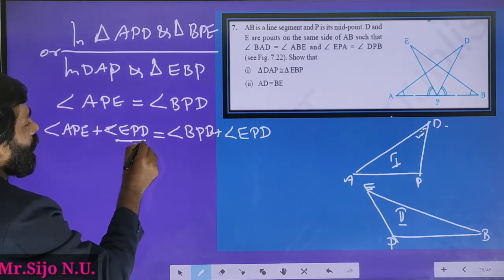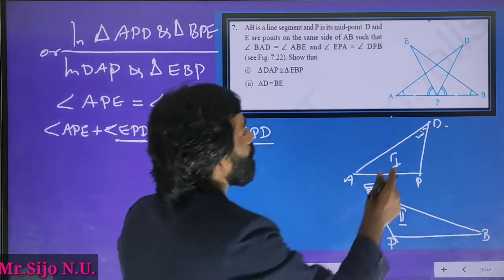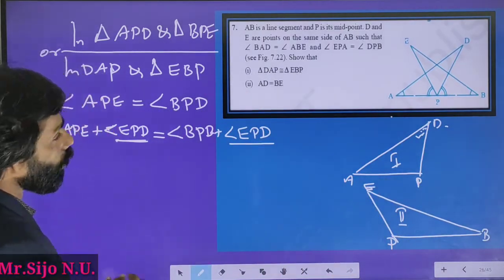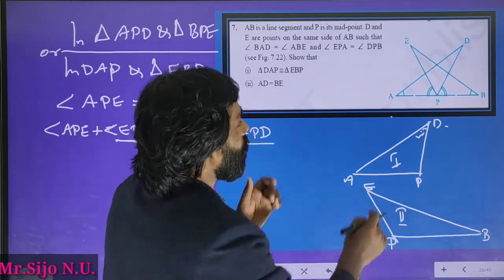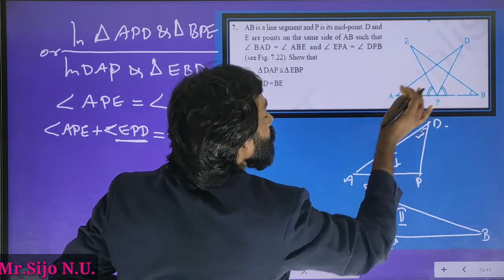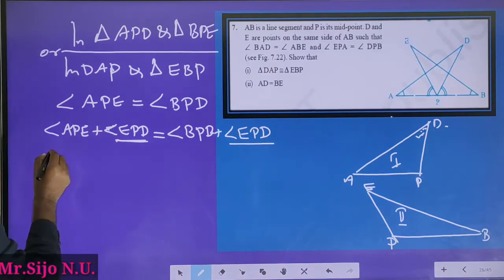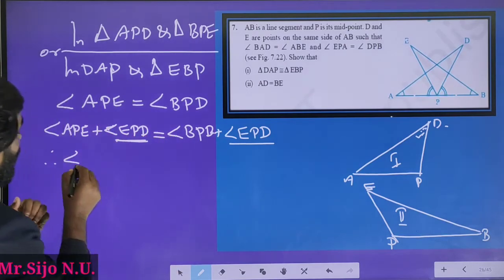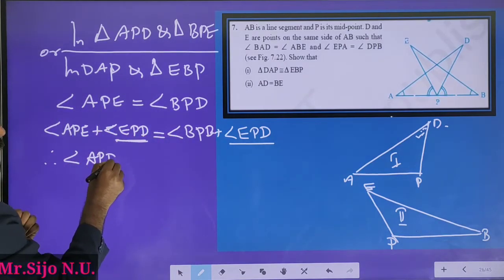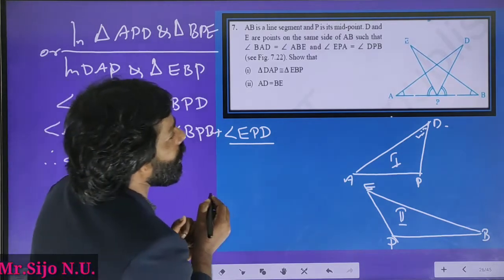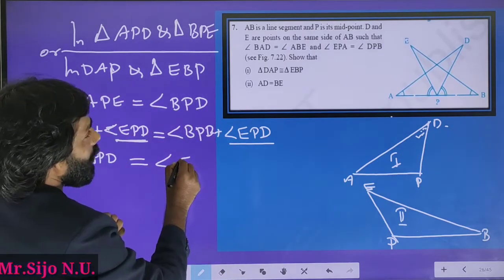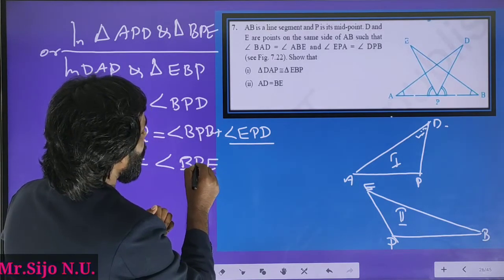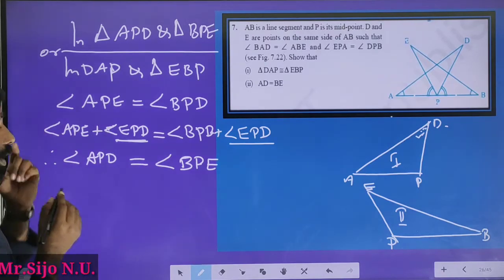So here what have we done? We added EPD to both sides. EPD is a common portion, an angle, a common angle. So by looking at this figure, we know when we are adding this portion, this angle along with this, we will get the required angle. So we can write, therefore, this plus this means angle APD equals angle BPE. Actually we need this angle, right? When we are adding this. Okay, one angle we got.